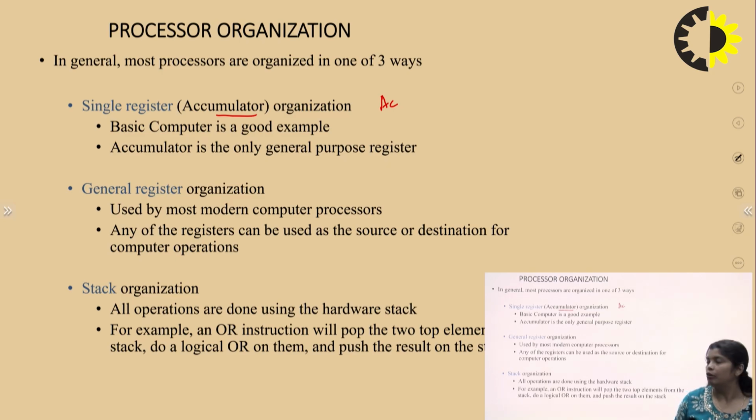The accumulator is only a general purpose register, and the next type of processor organization is the general register organization.